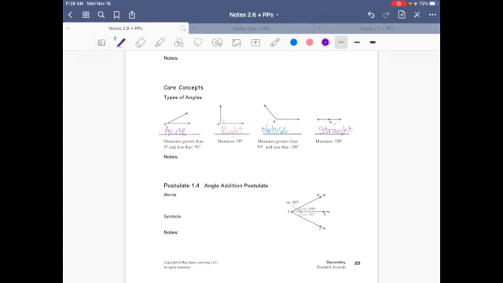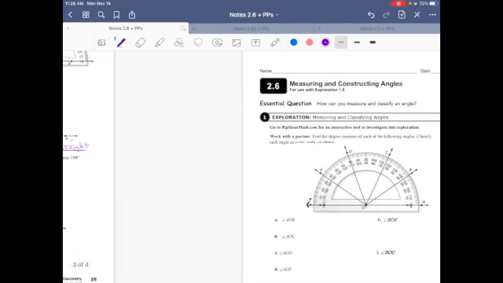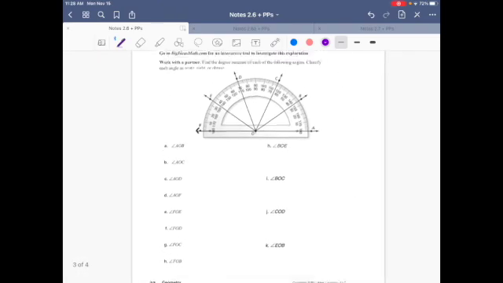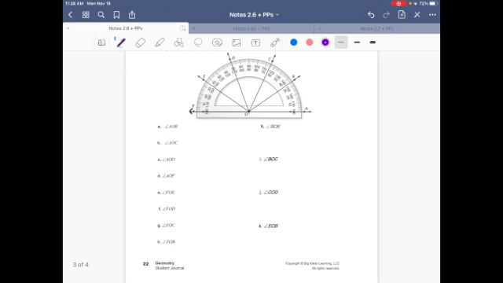So let's skip the angle addition postulate for a minute. We're going to come back to that. We're going to look at some protractor practice. So this is how we measure angles. We usually measure these on a protractor.